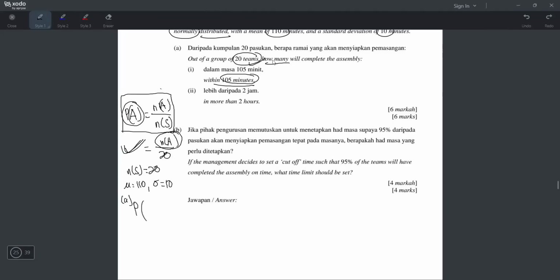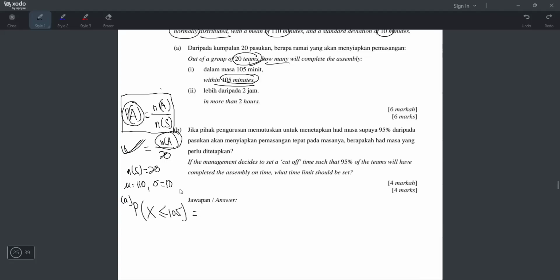Okay, because you can't find the number of teams first. The question asks for how many, right? But you need to get the probability first. So you get the probability first. Okay, what is the probability? Time within 105. So you can let X be the time, and within means what? Smaller or equals 105 minutes. Okay? Because within means within this time, it cannot be longer than this. So it has to be smaller or equals 105.